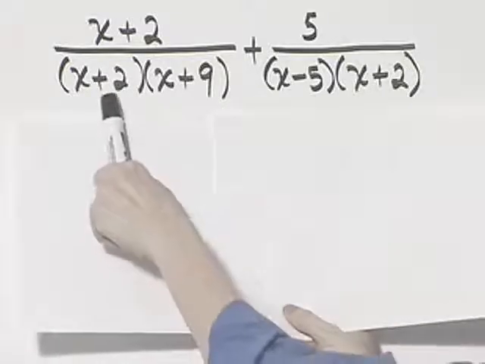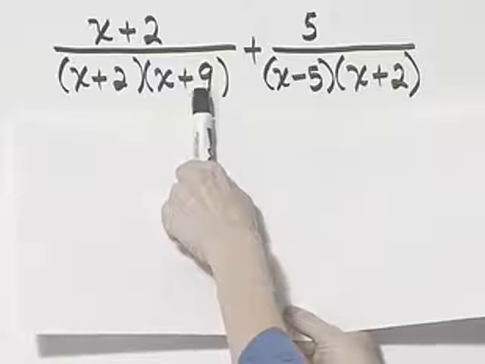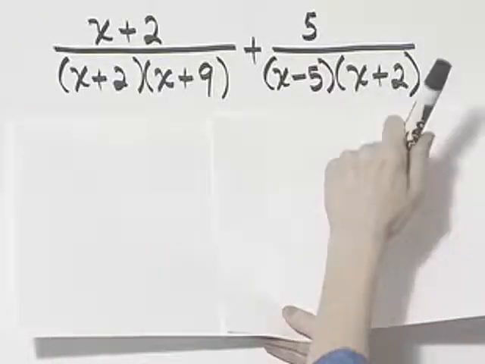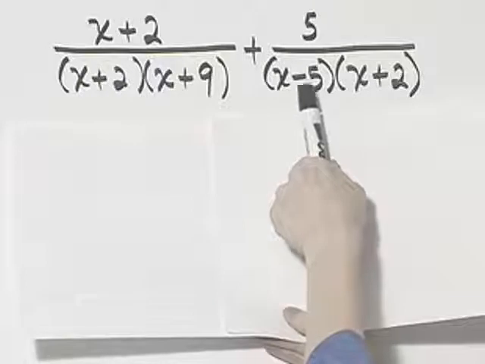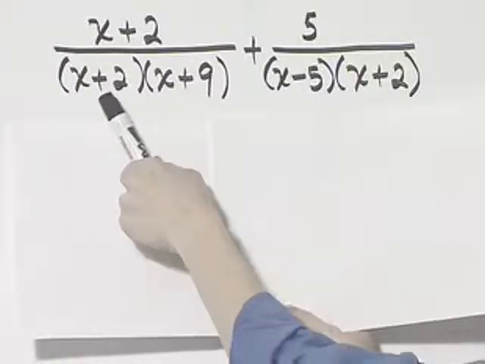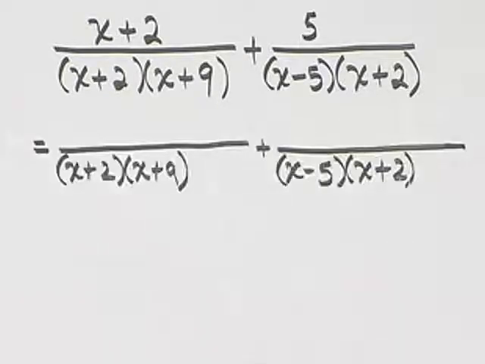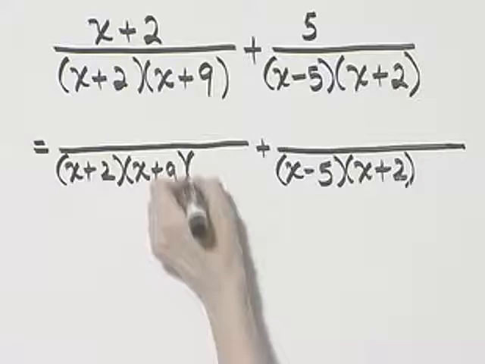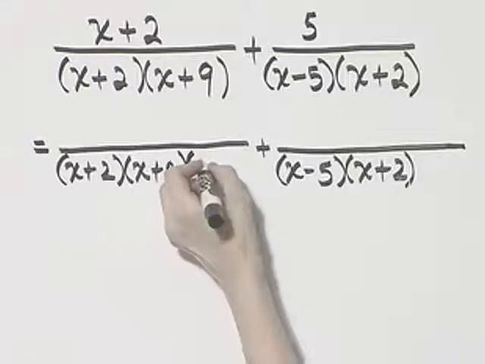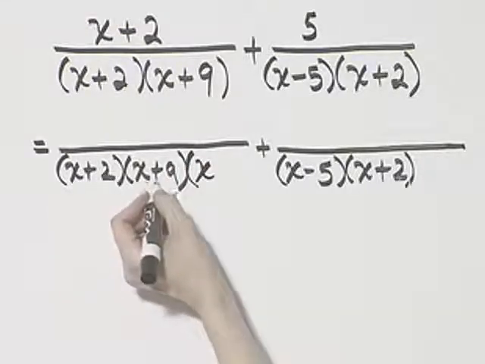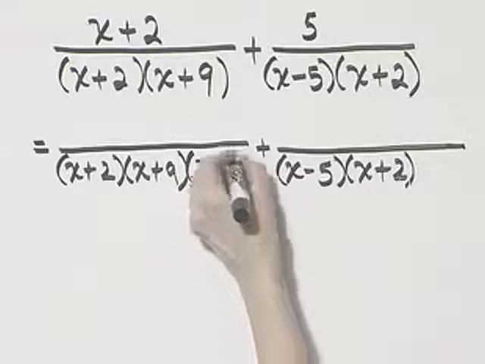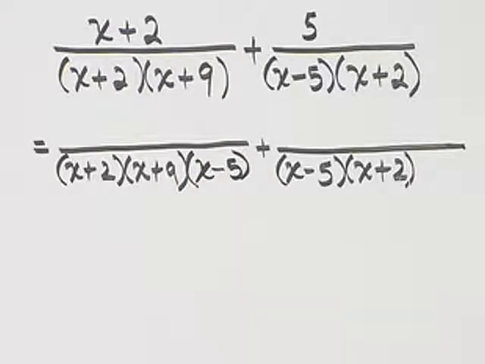Well, I'll need this factor, and then notice I already have the x plus 2 taken care of, so I will need this factor also. This factor, and this factor, that's the least common denominator. So what do we need to do next? We need to write each rational expression as an equivalent rational expression, but with that least common denominator, which we said was x plus 2 times x plus 9 times x minus 5, as denominator.